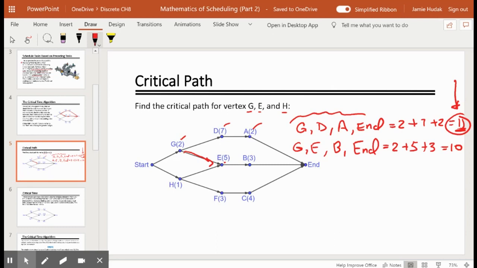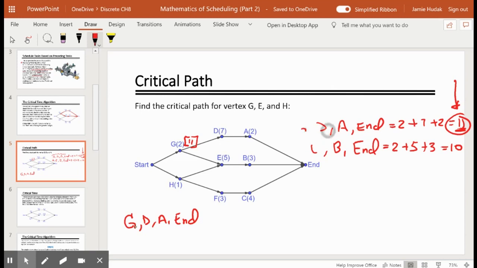So the critical path for G is G, D, A, end. And this number 11 is known as the critical time for G. And you're going to see that we're going to start denoting critical time in these graphs by using a square bracket and the critical time. That means the time of the longest path.